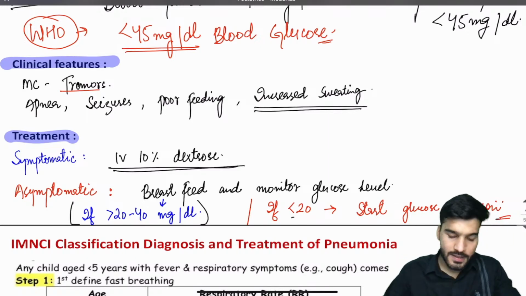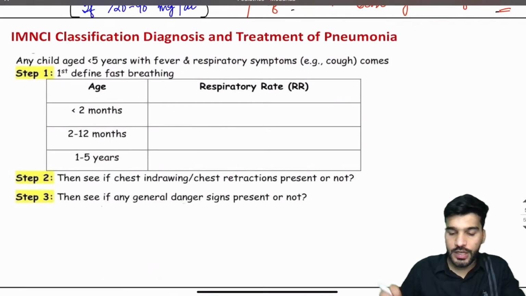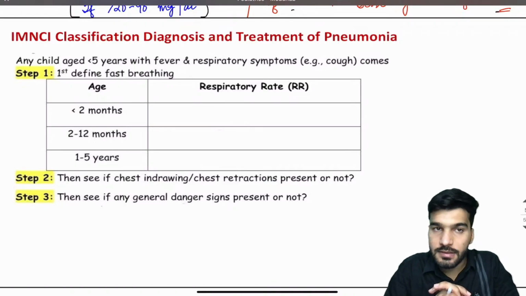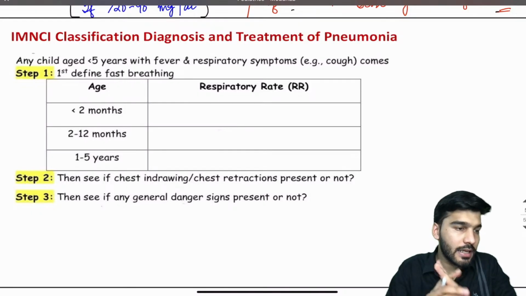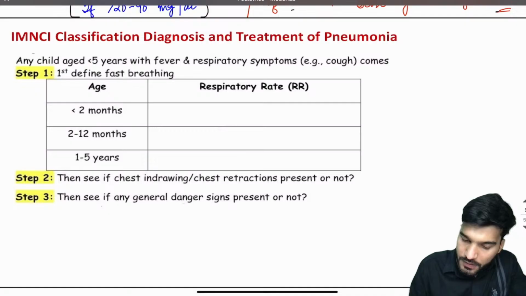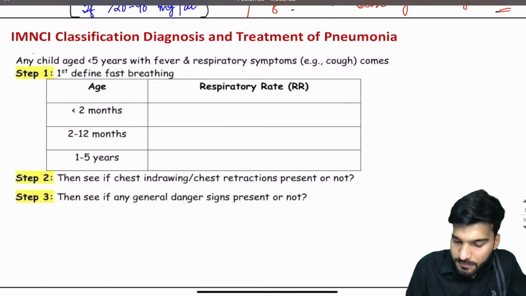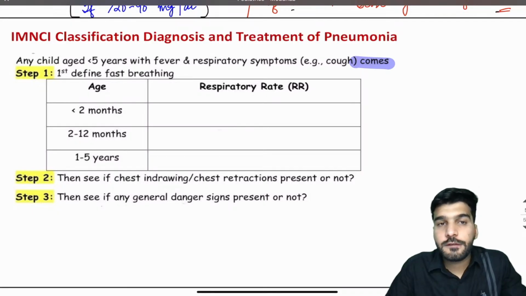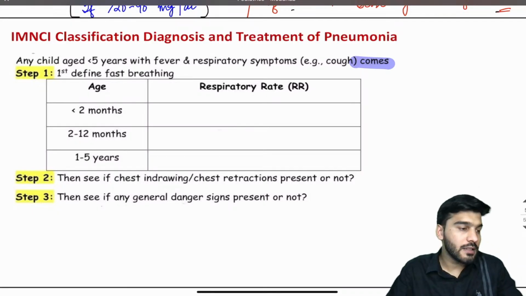Now next is going to be the treatment and diagnosis for pneumonia as per the latest guidelines. They can ask questions from this. Any child less than 5 years with fever and respiratory symptoms comes. First of all, define fast breathing.